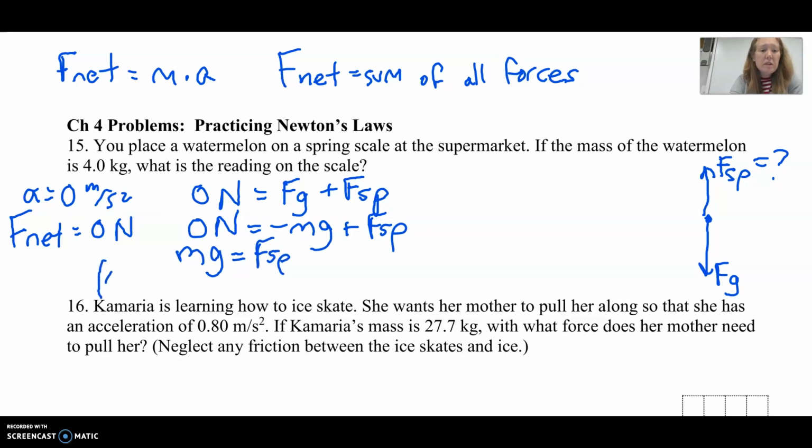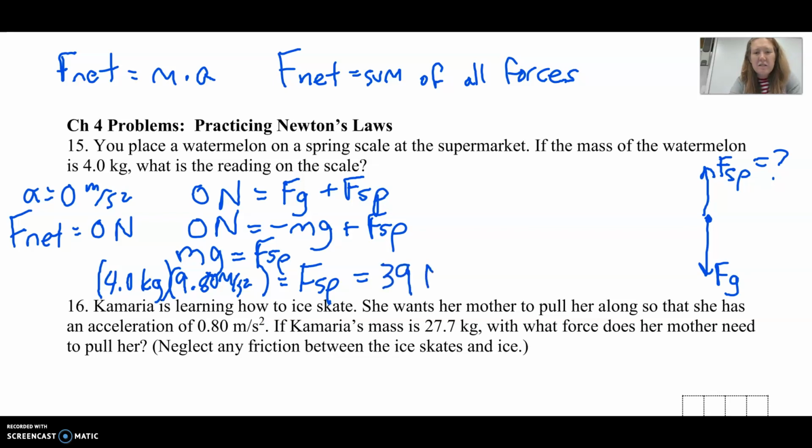So then I would just do 4 kilograms multiplied by 9.8 meters per second squared, and that will tell me what the spring force is. When I do that on my calculator, I only keep 2 sig figs, so I think I get 39 newtons. Okay, and then I'm done. So that's the routine here: I can use one force on the diagram to solve for a different one if I know what the net force is.